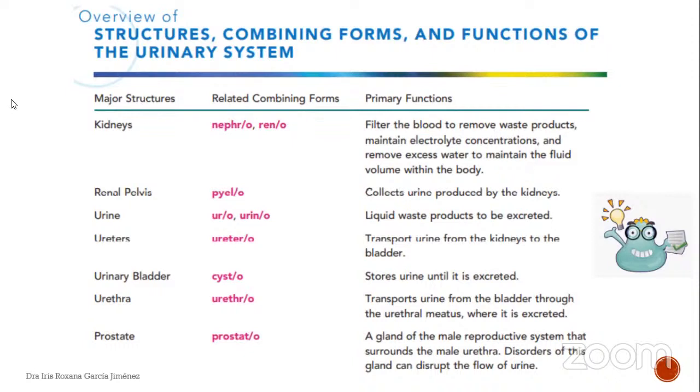Major structures. Kidneys, related combining forms, nephro or renal. Renal pelvis, pyelo. Urine, uro, urino. Ureters, ureter or uretero, I think. Urinary bladder, cyst or cysto. Urethra, uret or urethro. Prostate or prostato. Just that, right? Okay, thank you.